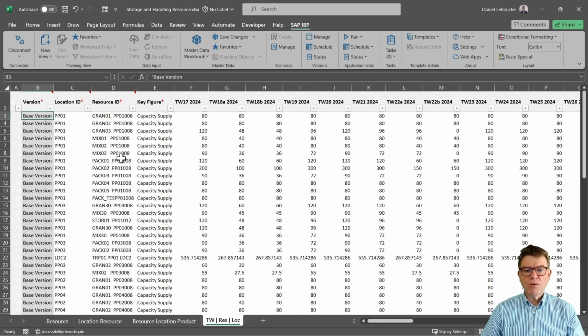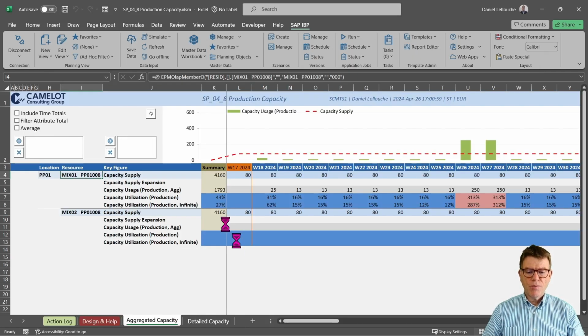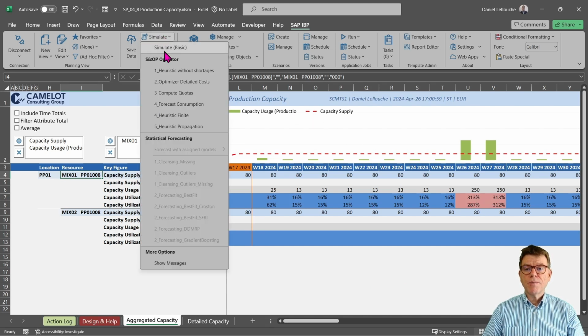Okay, now we are finished with the preparation. Let's see in the system what happens when we do use the optimizer. So for that, I return to the capacity, production capacity. On the production capacity, this is currently the heuristics result. Let me run the optimizer.